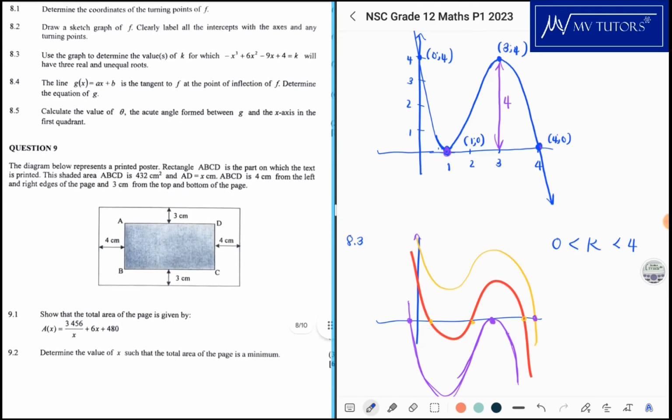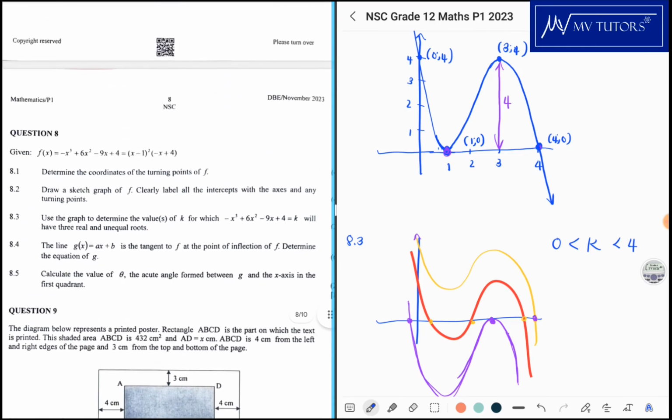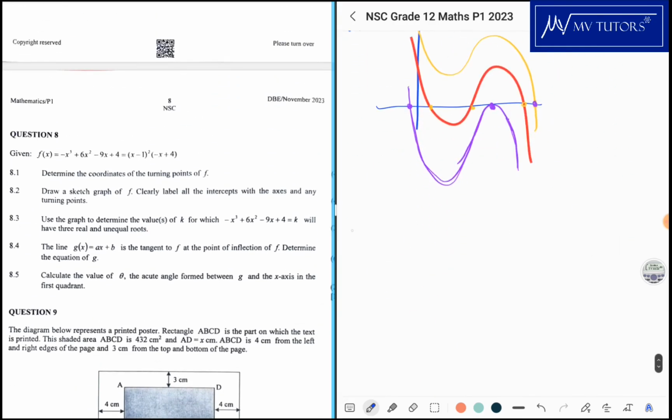Now 8.4. Okay, now we can keep this the same. Let's just lift this. So 8.4, the line g of x, which is a straight line, is tangent to f at the point of inflection of f. Now determine the equation of g.